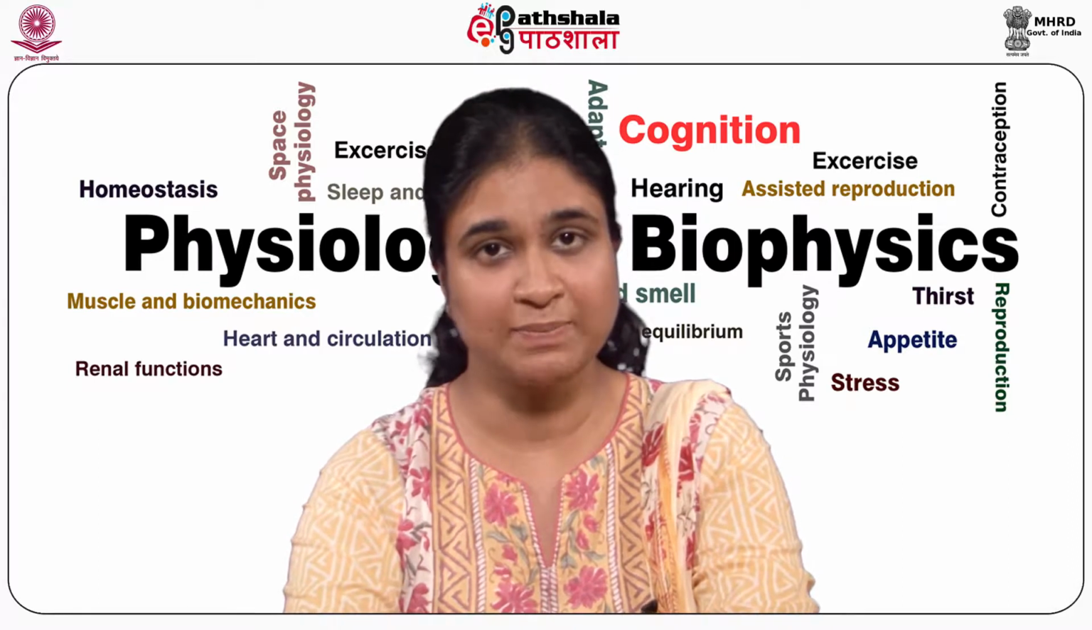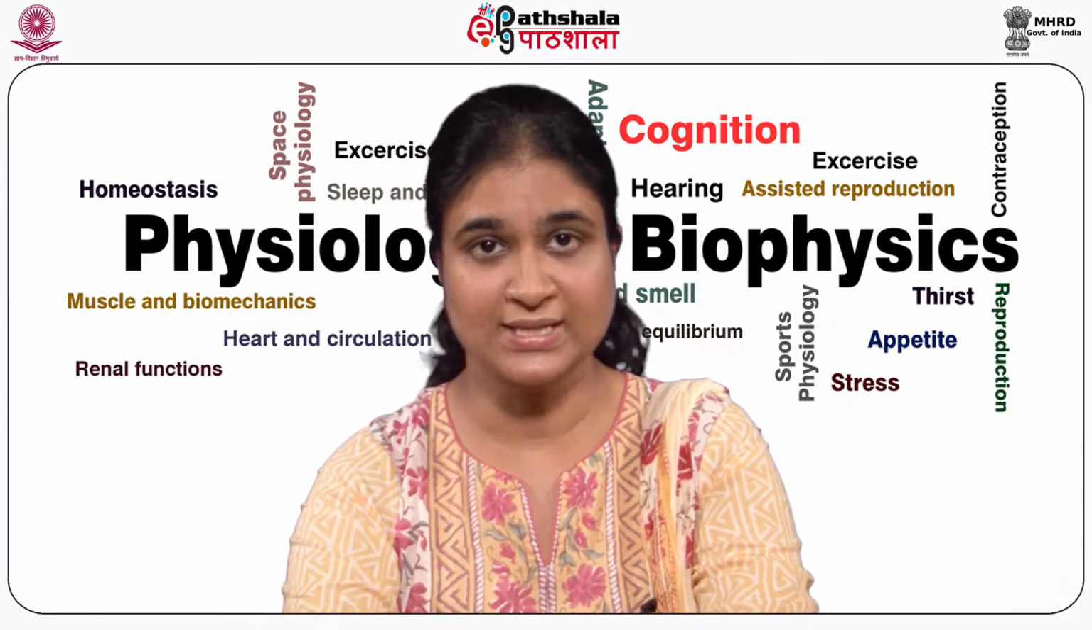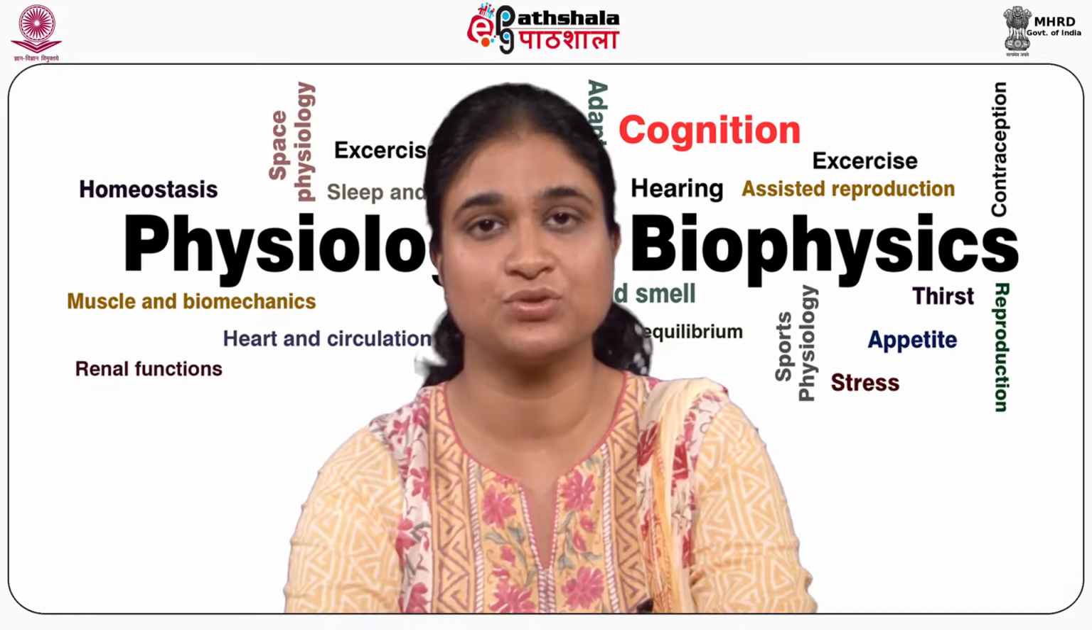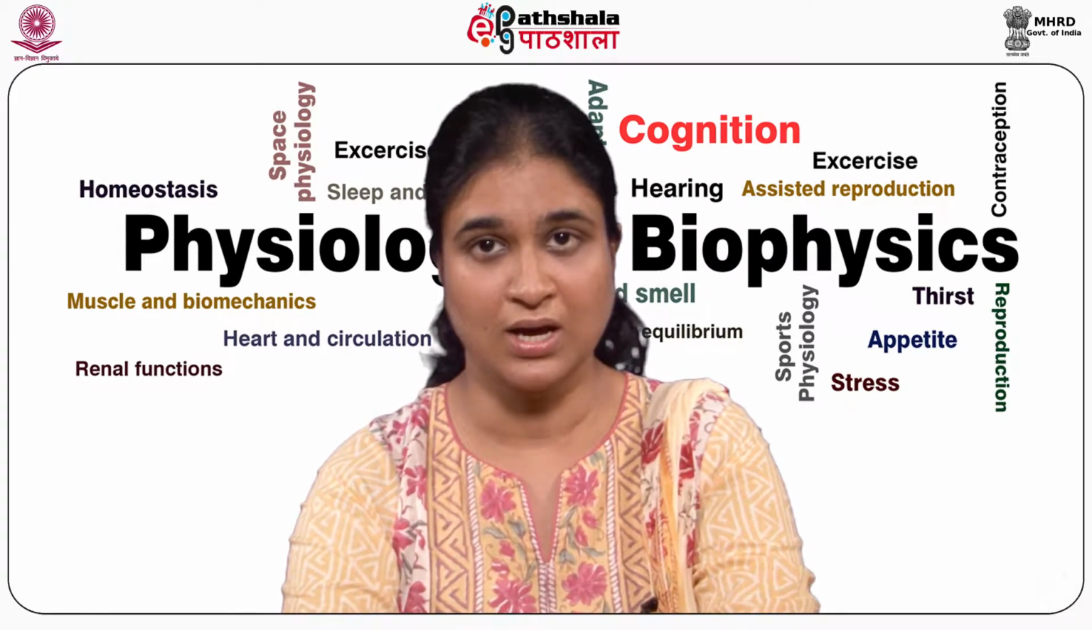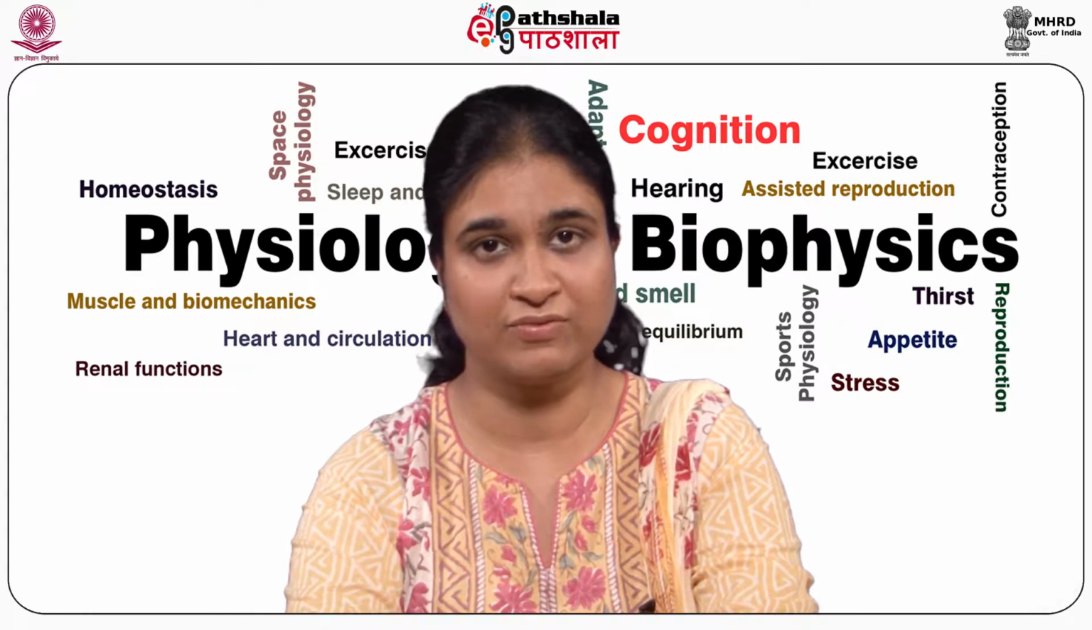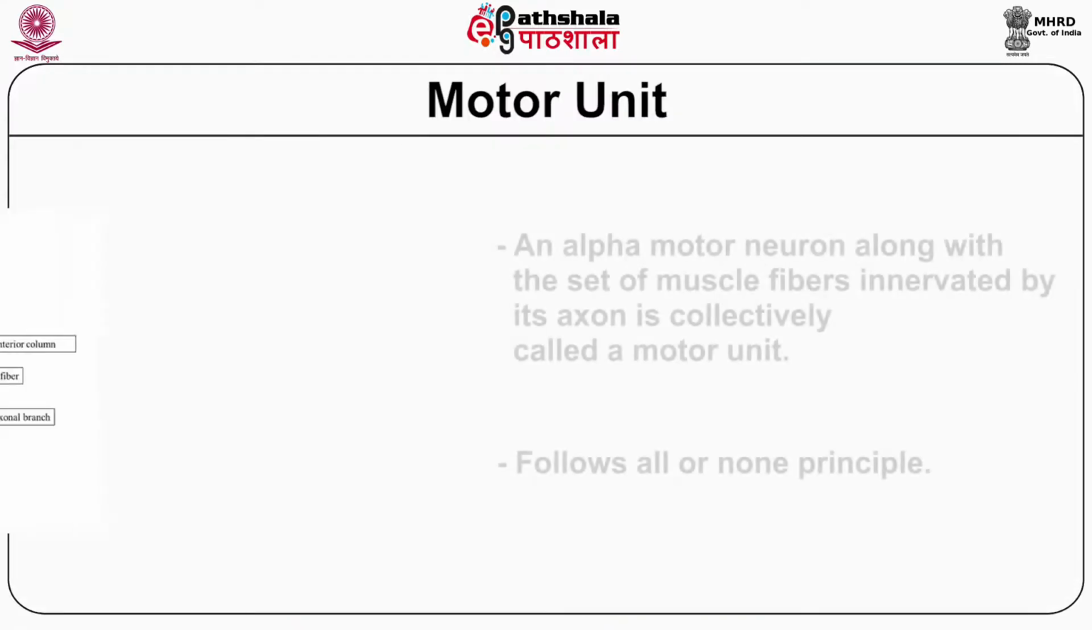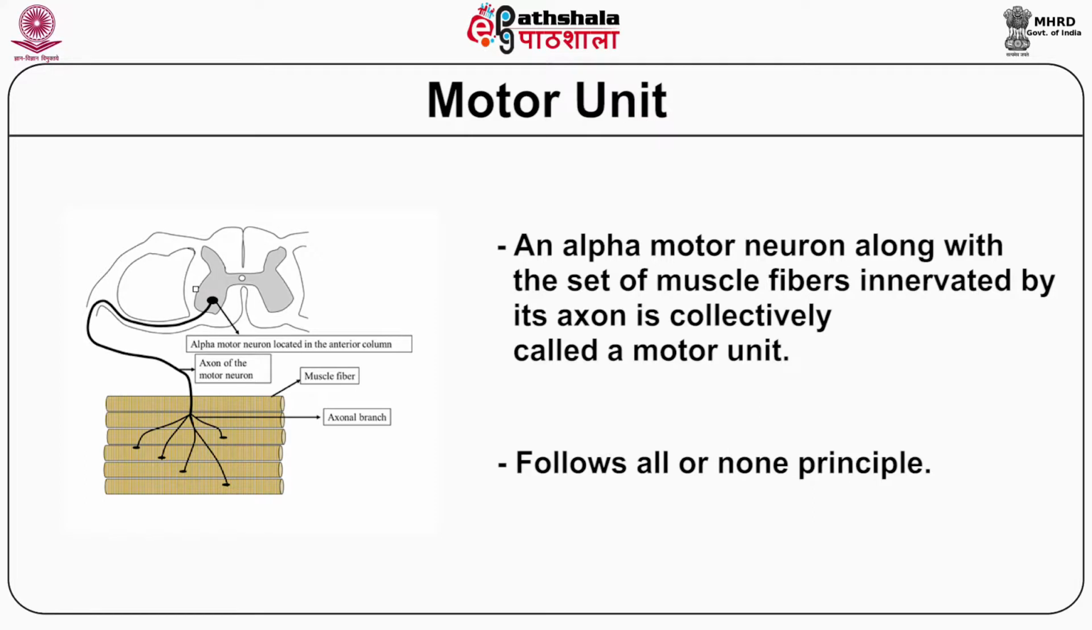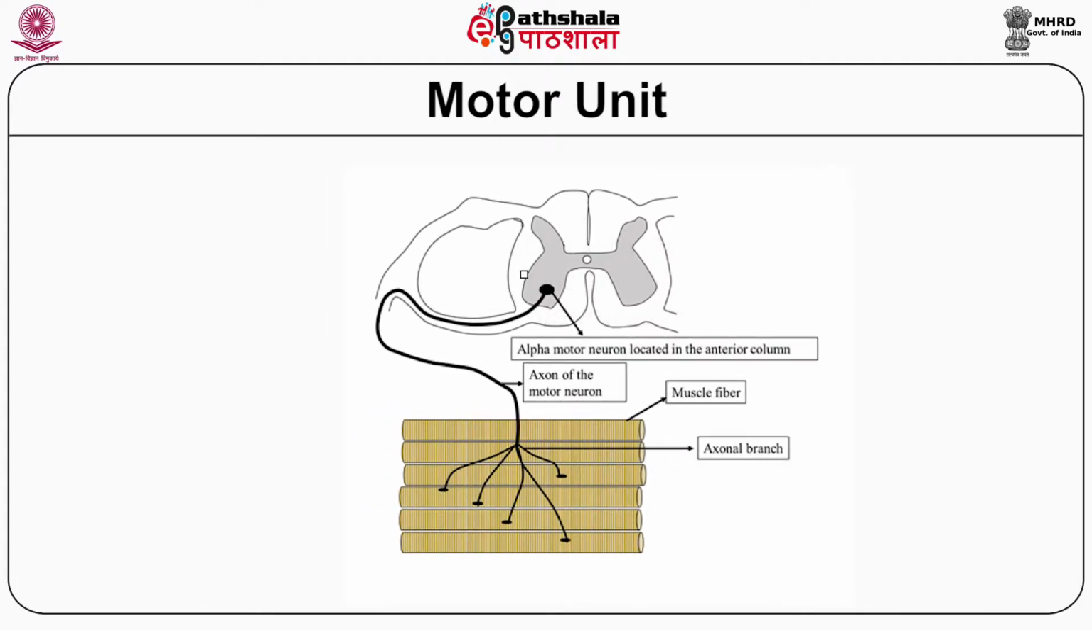Every muscle is supplied by a motor nerve that electrically excites the muscle fibers to produce a contraction. A motor nerve consists of a bundle of motor nerve fibers, which are the axons of the alpha motor neurons located in the anterior column of the spinal cord. Every axon, when it reaches close to the zone of innervation, divides and forms multiple axonal branches that form terminal boutons and synapse with the muscle fibers.